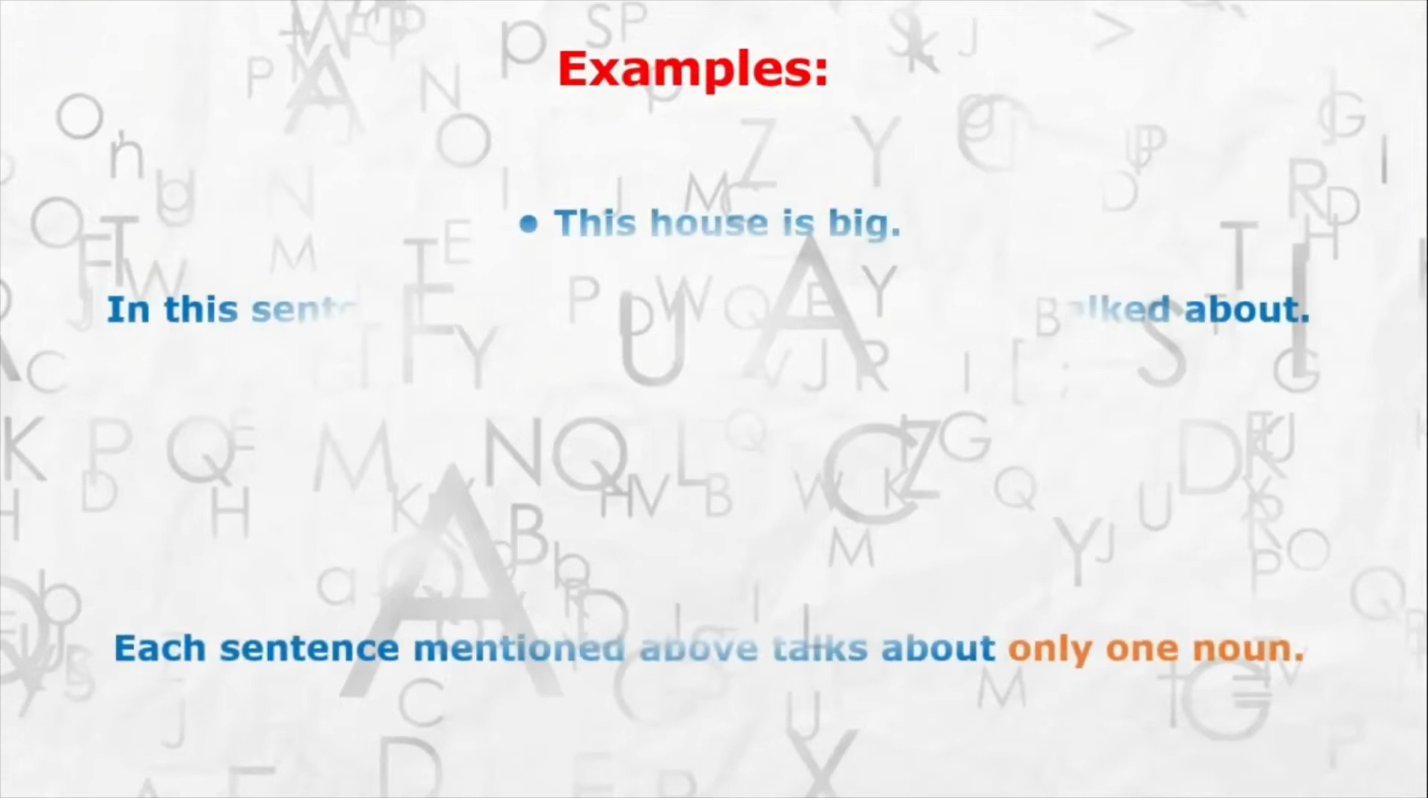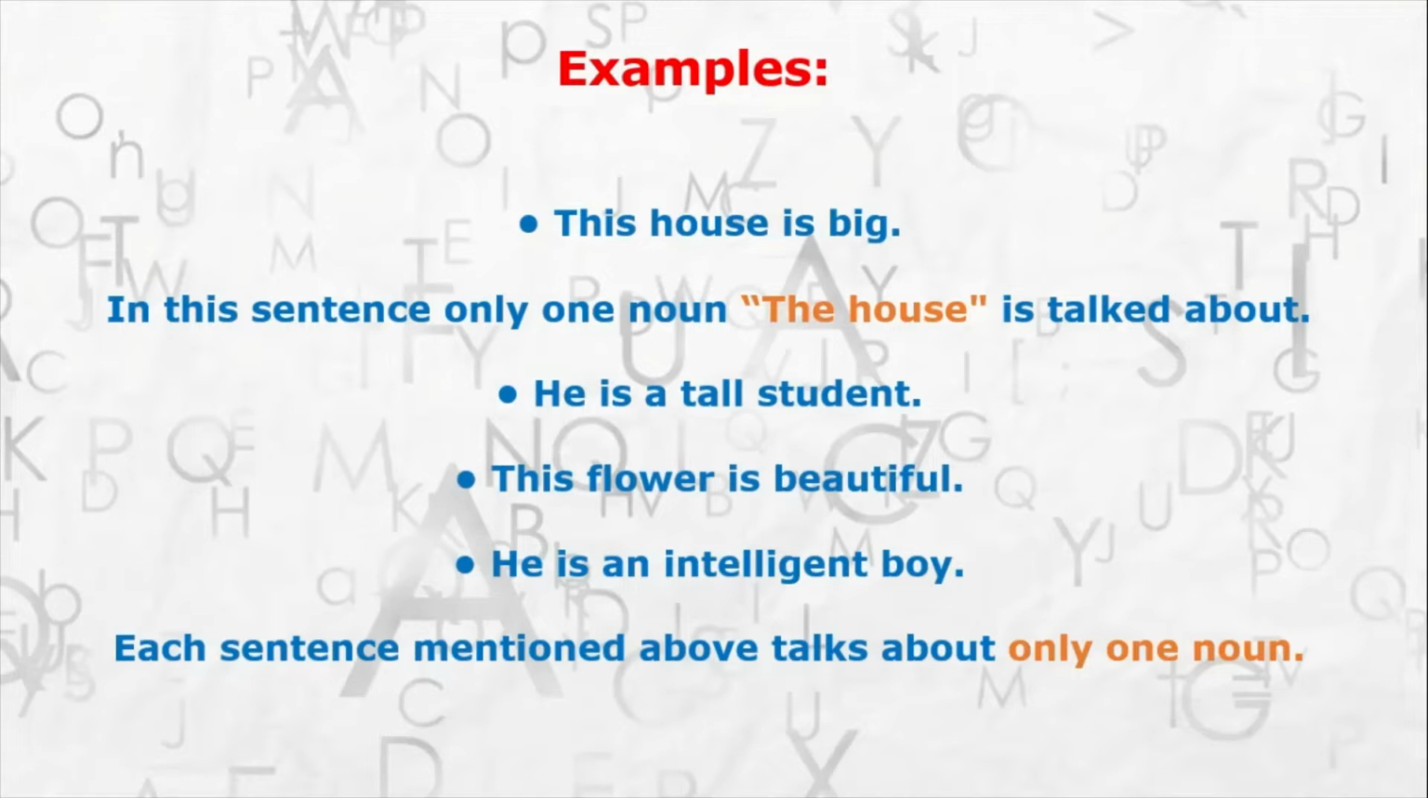Coming to the examples now. Let's take a look at some example sentences. So we have, this house is big. In this sentence, since it is in the positive degree, only one noun is used. And what is that noun? The house. So we are talking only about one noun here. That is why it is in the positive degree.